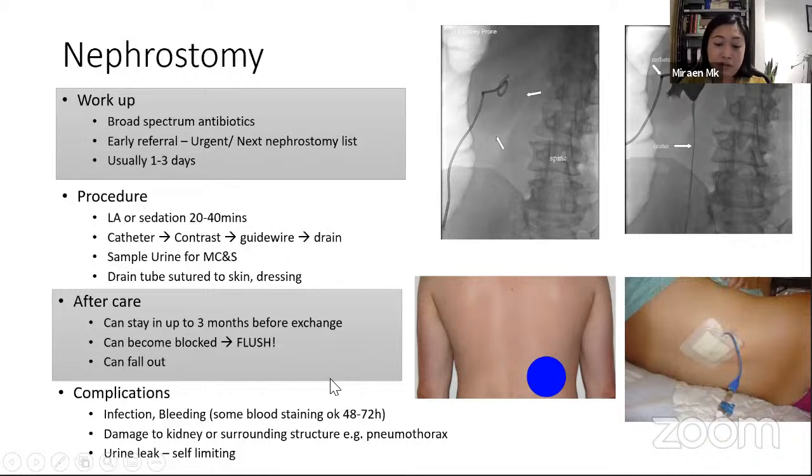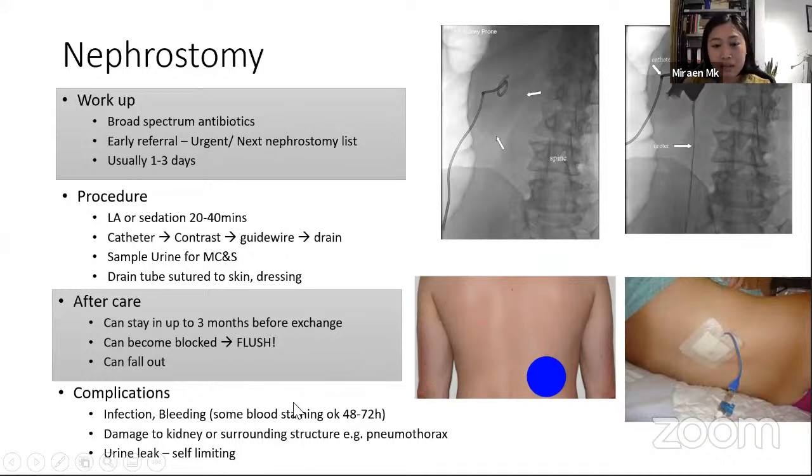So it's worth having a flush before asking for an exchange. And in terms of complications, infection as a foreign body, bleeding is rare, but in the first 48 to 72 hours, depending on how the procedure goes, you might have some pink, like a rosé color to the urine, and that's okay. But if it becomes frank hematuria, then let someone know.